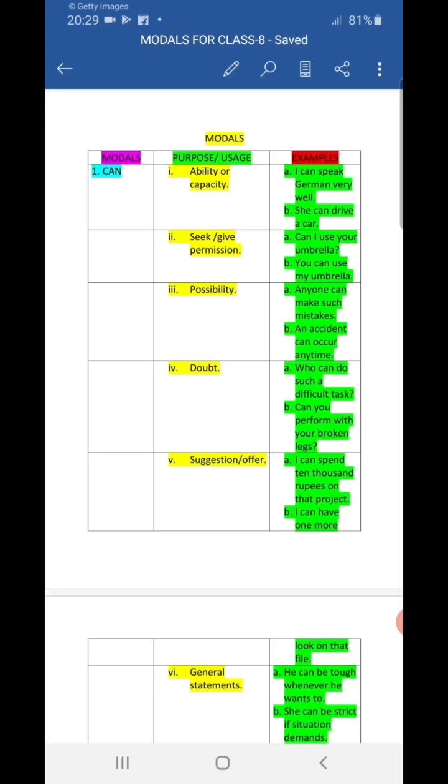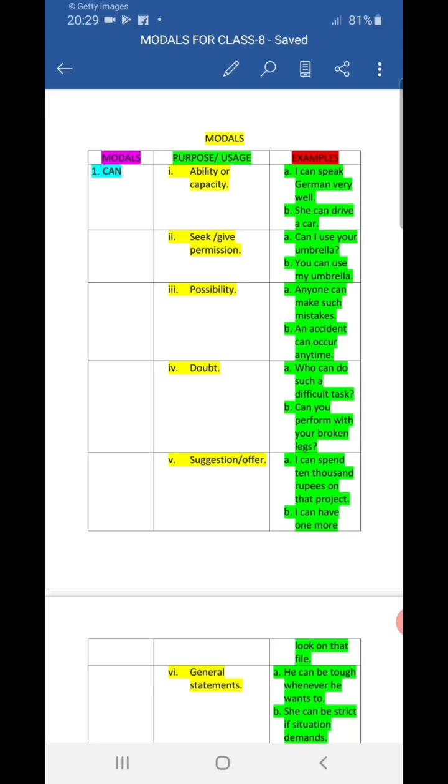Specifically here such is given, so specific kind or type of mistakes. Number B, an accident can occur anytime. So it's a possibility that an accident can happen, can take place, can occur anytime.